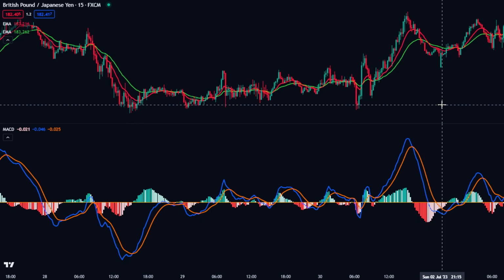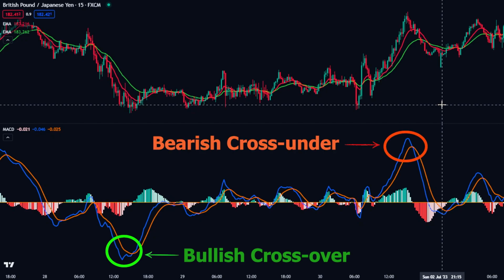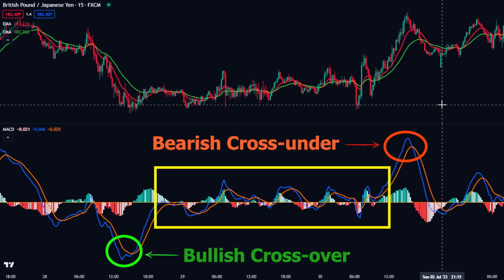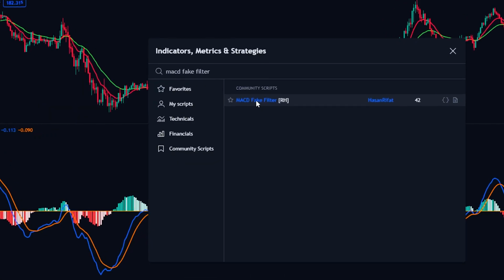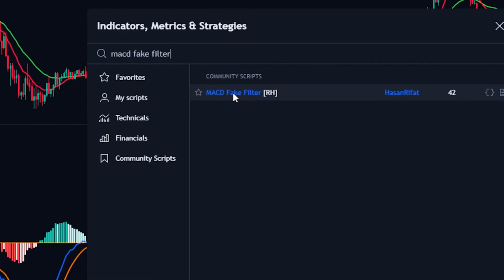As I have mentioned earlier, when the MACD line crosses above the signal line, it suggests a potential bullish or buy signal. And when the MACD line crosses below the signal line, it indicates a potential bearish or sell signal. Now, if we look at this area here, we can see there are so many random cross up and cross down here. We need a solution to avoid these random signals during low momentum and take only these types of signals during high momentum. To do that, we will use the MACD fake filter RH indicator, which is completely free to use and available publicly.